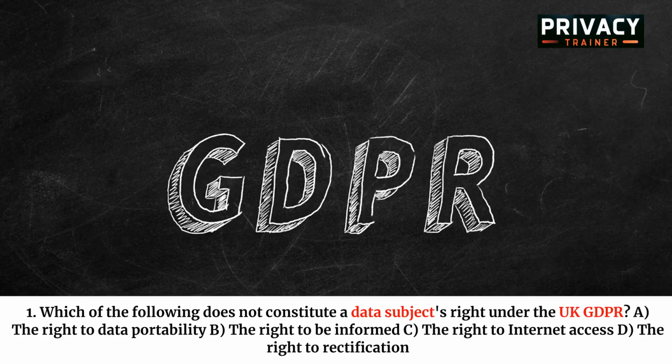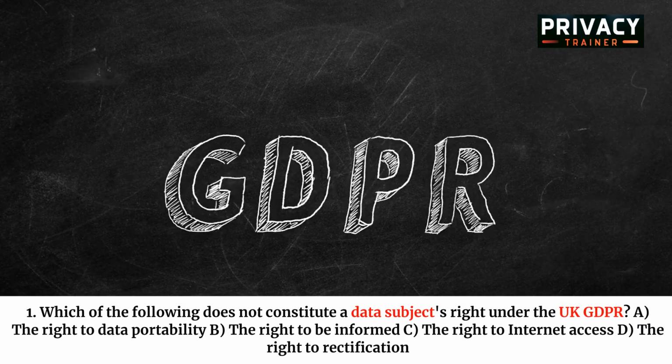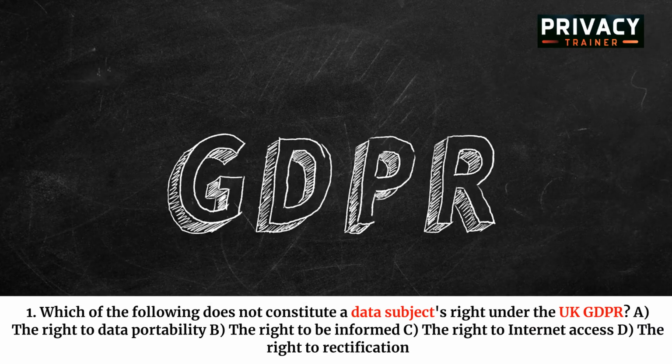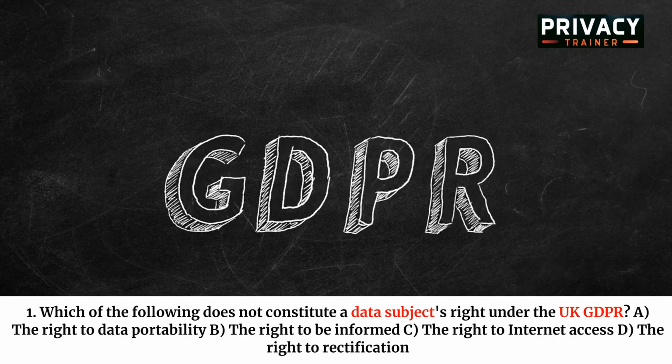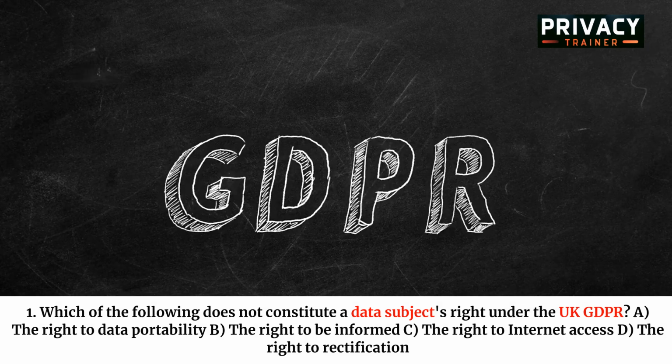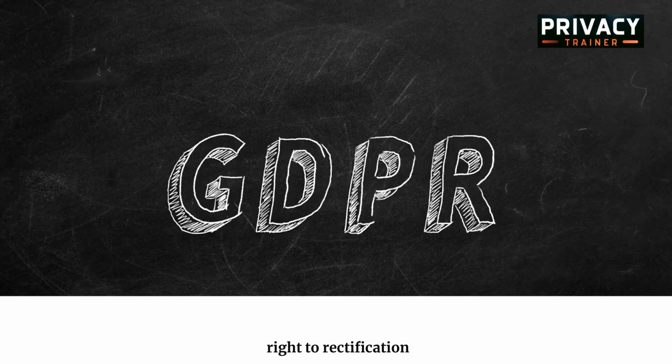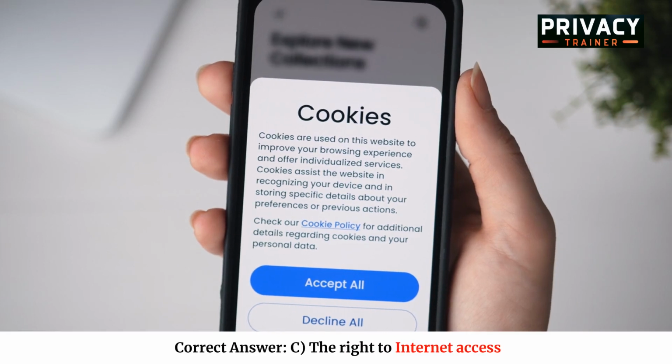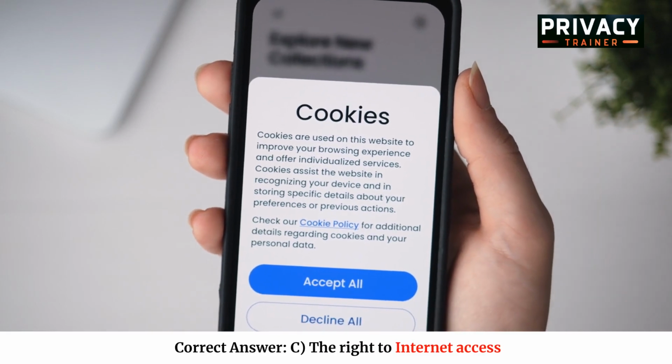1. Which of the following does not constitute a data subject's right under the UK GDPR? A. The right to data portability. B. The right to be informed. C. The right to internet access. D. The right to rectification. Correct answer. C. The right to internet access.